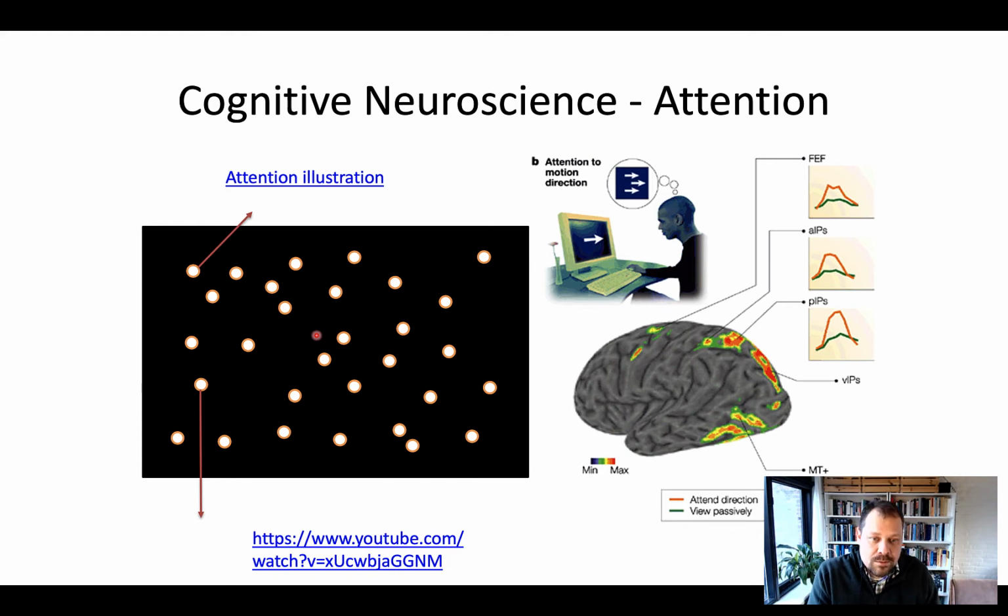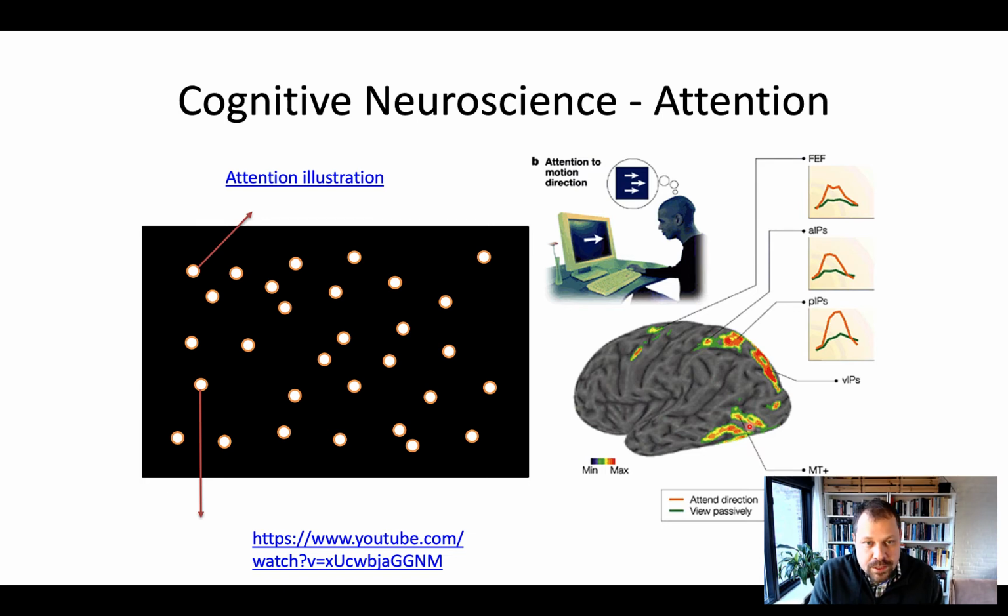And what's typically observed is that when the subject pays attention compared to when the subject does not pay attention and just passively views, you see this, well, it's actually called the attention network nowadays, consisting of frontal eye fields, inferior parietal sulcus, then some visual areas, as well as in this case, MT, which is a visual area that encodes motion. So it makes perfect sense in this case that this network is highly activated under conditions of attention compared to conditions where the subject doesn't pay attention.